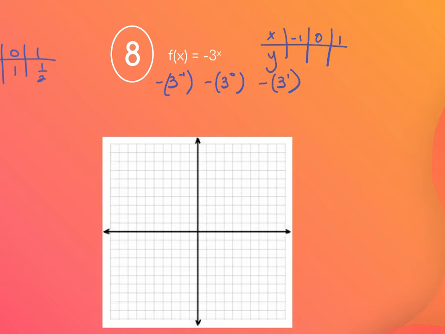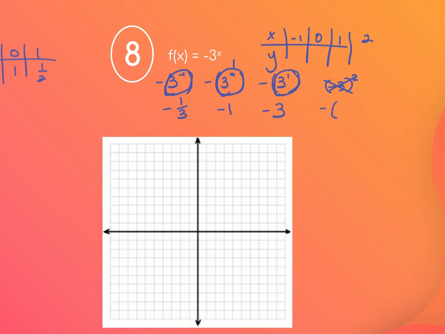So I get negative, this becomes 1/3, sorry, negative 1/3. This becomes 1, negative 1, and this stays 3, negative 3. Now it doesn't really matter where we put the negative on what we just plugged in, but if we had plugged in, let's say, a 2, and you do negative 3 to the second, this is wrong. You have to be careful.